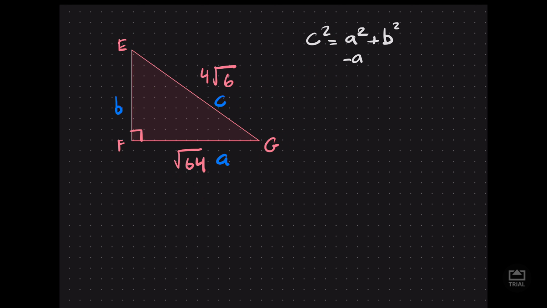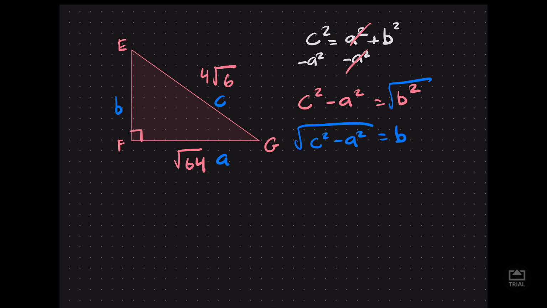So I'm going to minus a squared from both sides, which is going to eliminate the a squared from the right. And what I've got now is c squared minus a squared equals b squared. But again, I'm not trying to calculate b squared, I'm trying to calculate b. So in order to calculate b, I take the square root of b squared, which equals b, and then I take the square root of c squared minus a squared. So that is going to be the formula that I'm going to use.